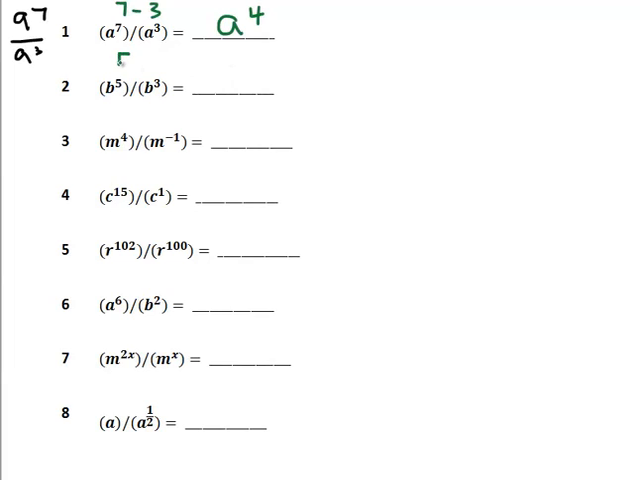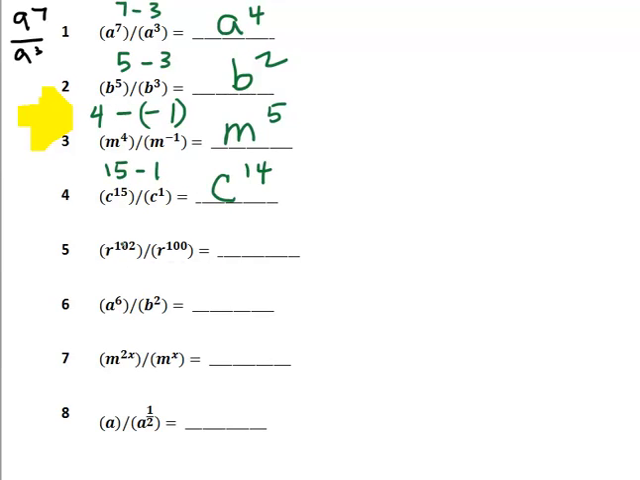B to the fifth over b to the third would be b to the second. Here I have 4 minus negative 1, which is the same as 4 plus 1. So this is m to the fifth. Pay attention to this. This is an important thing because it'll trick you every time. Here I have c to the 15th over c to the first, c to the 14th. r to the 102 over r to the 100 would be r to the second.